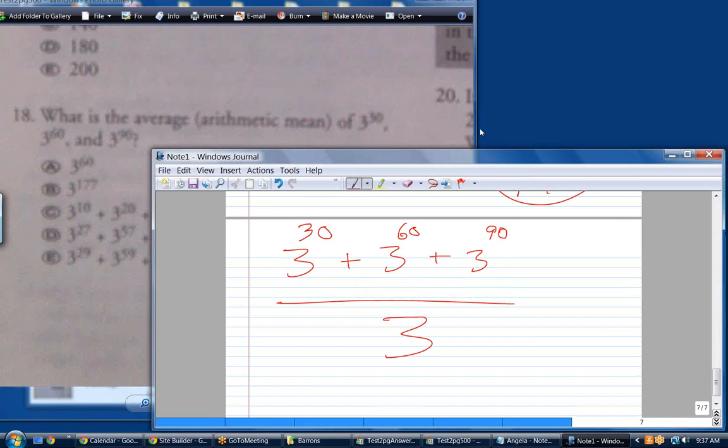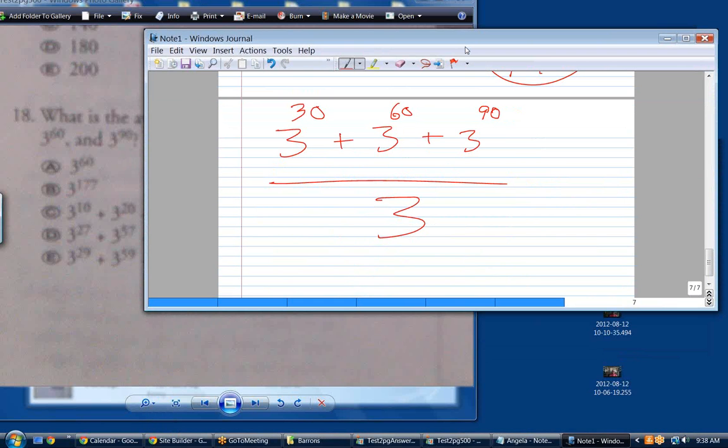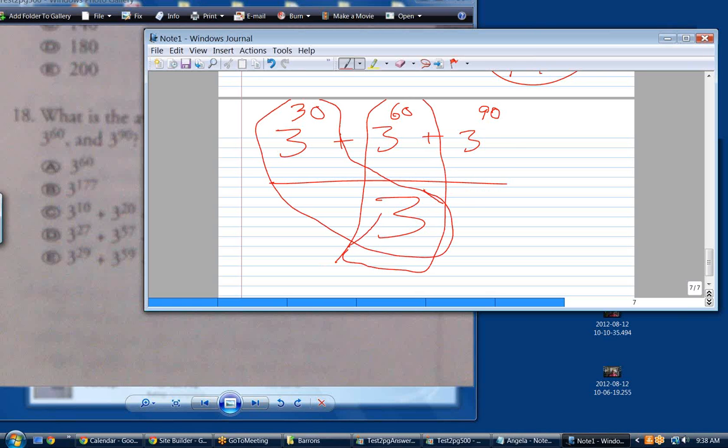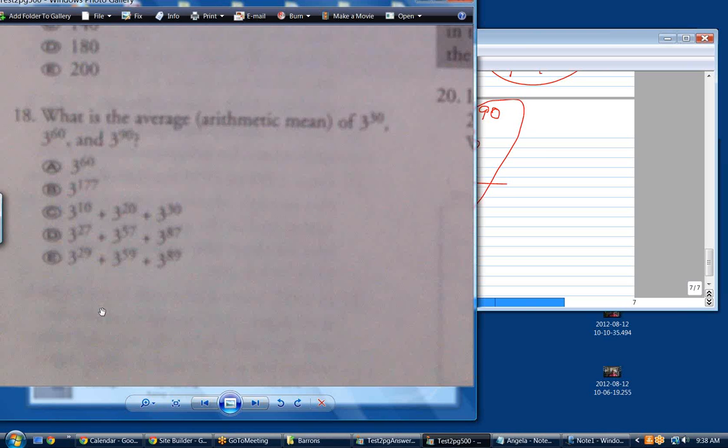Now, how can I simplify this? You can factor out the 3 to the 30th. Turn it into three numbers. In other words, turn it into partial fractions. This part here is the first number, plus this part here, plus this part here. What is 3 to the 30th divided by 3? 3 to the 29th. What's our answer? E.